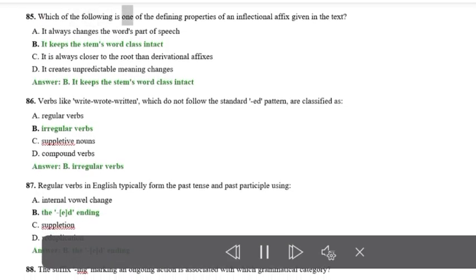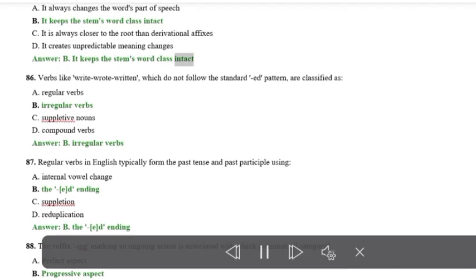85. Which of the following is one of the defining properties of an inflectional affix given in the text? A. It always changes the word's part of speech. B. It keeps the stem's word class intact. C. It is always closer to the root than derivational affixes. D. It creates unpredictable meaning changes. Answer: B. It keeps the stem's word class intact.